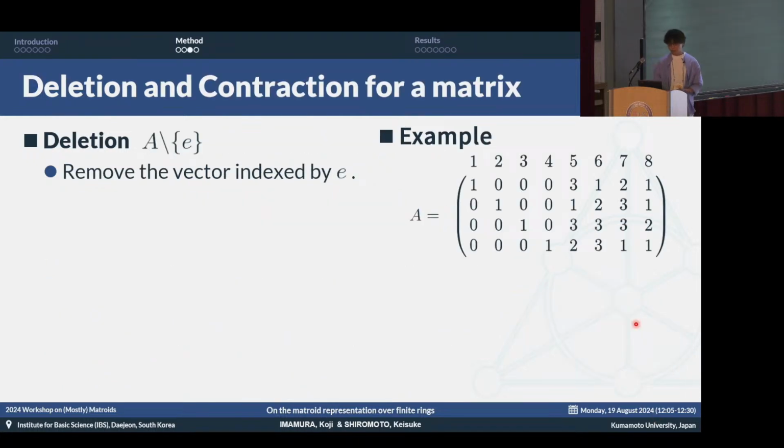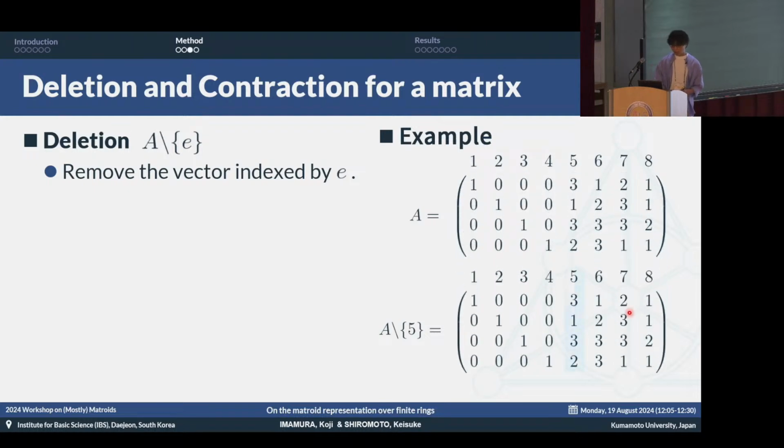So now we define the deletion and the contraction for a matrix over rings. Deletion can be conducted just like for a matrix over a field. A minus E is the matrix obtained by removing the column vectors indexed by E from the matrix A. For example, if we want to delete the fifth column, we just remove the fifth column from this matrix.